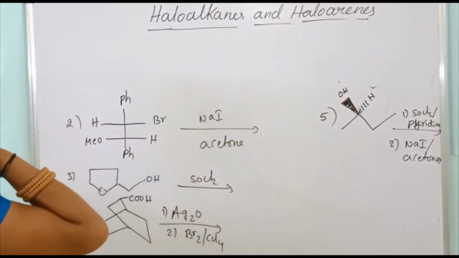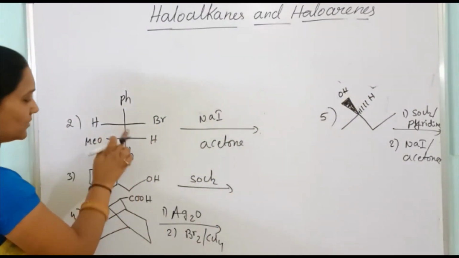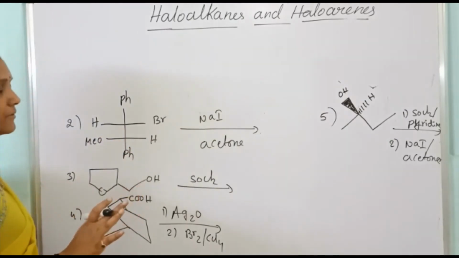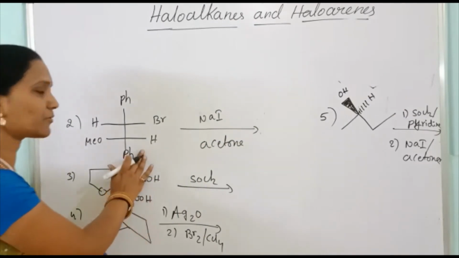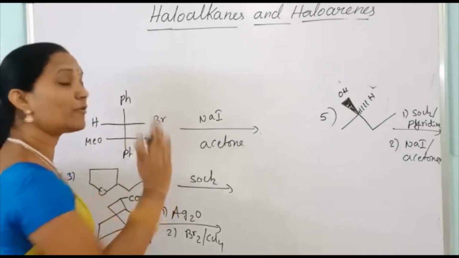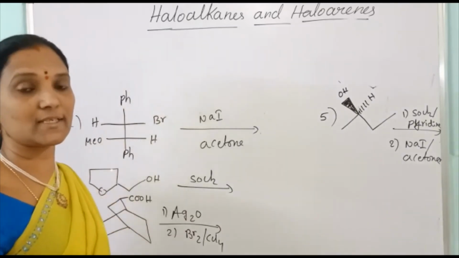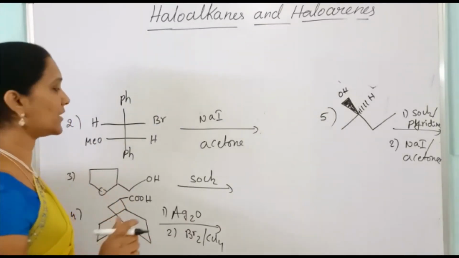See this next one. Br, so a chiral carbon is given. Here also a chiral carbon. Okay. Reaction with sodium iodide in the presence of acetone. This type of question is very important, with chiral carbons given. Now it follows the SN2 mechanism, so inversion takes place.